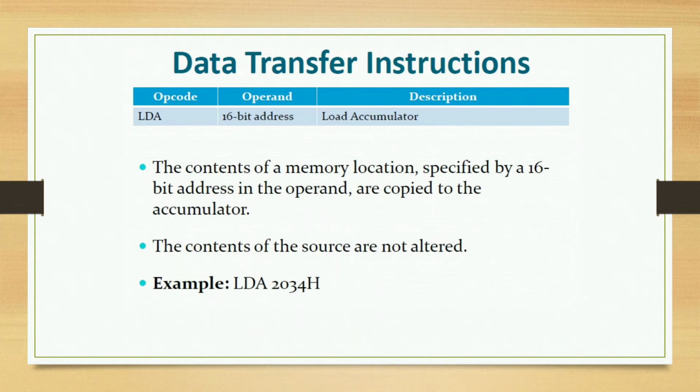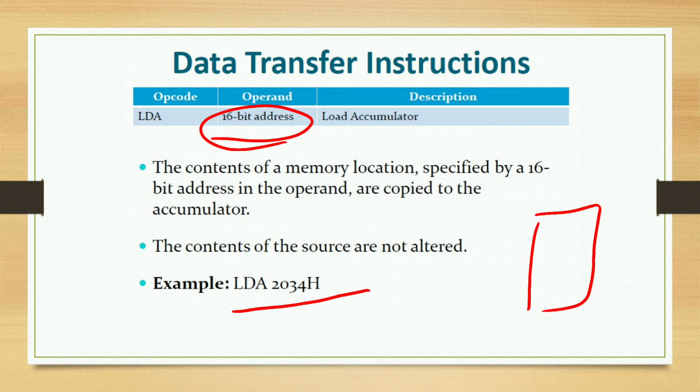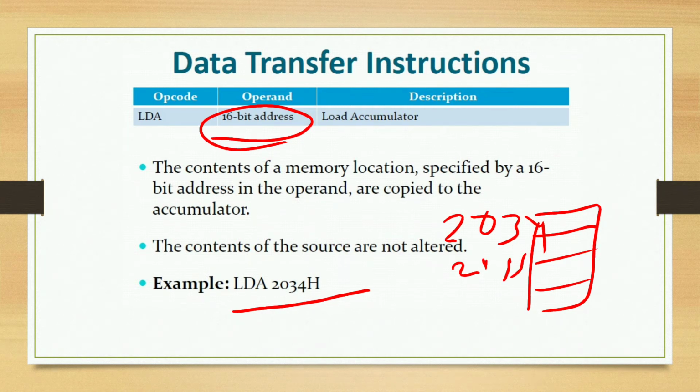Now LDA 16-bit address. LDA means load accumulator directly. Address is always 16-bit in 8085 microprocessor. Consider an example, that is LDA 2034H. Here is the memory whose address is starting from, suppose 2034, 2035, 2036, and there is an accumulator.